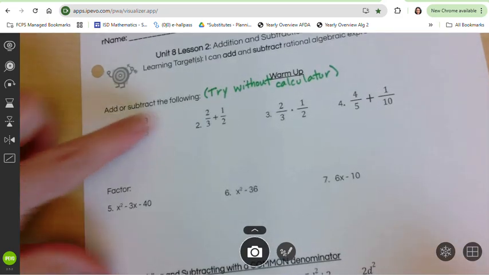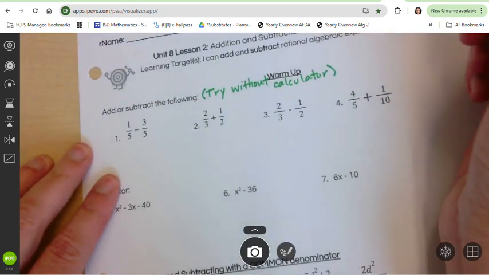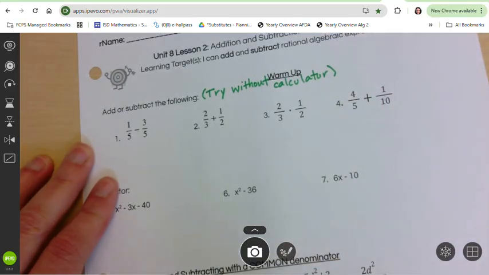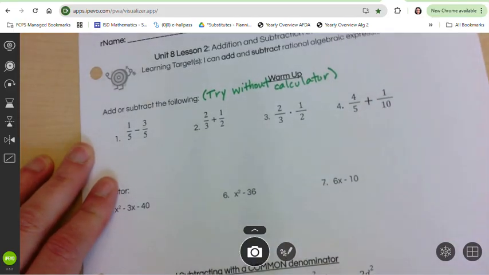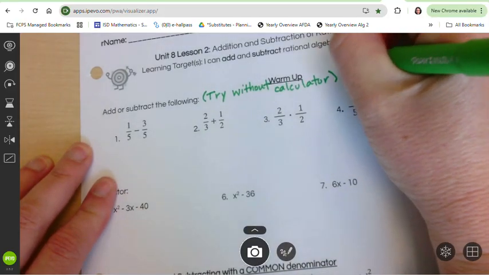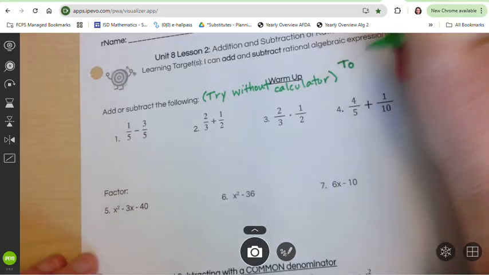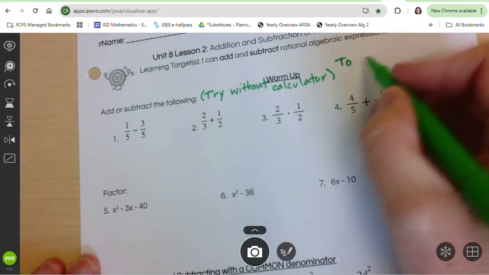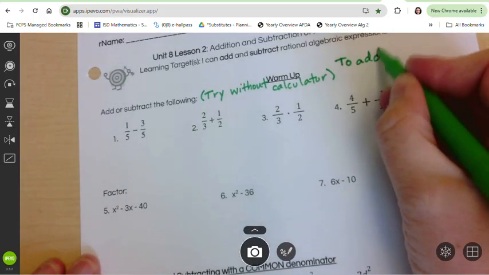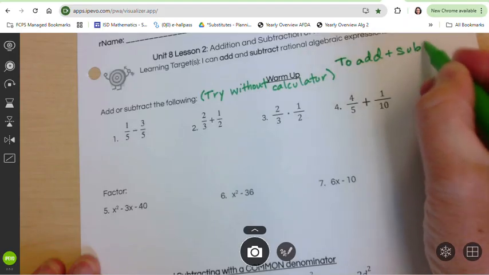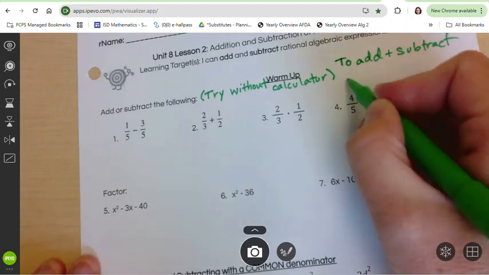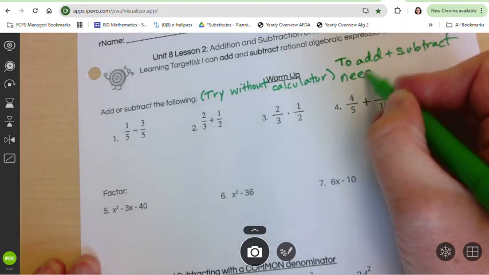Okay, so in order to add or subtract, you need a common denominator. We didn't need that for multiplying fractions, right? So to add and subtract, you need a common denominator. And if you knew that, that's great. But if you didn't, make a note. To add and subtract, need a common denominator.